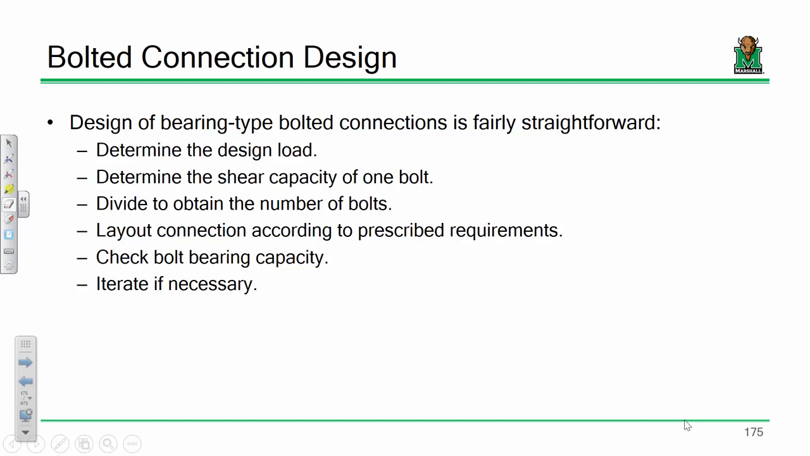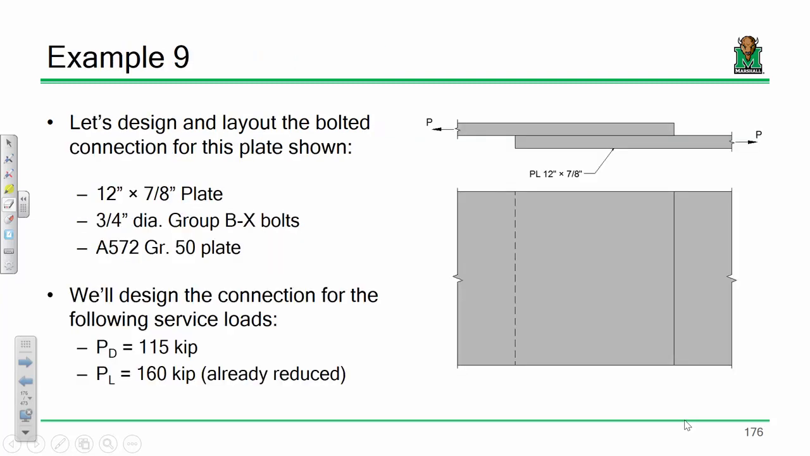So this is the problem that we started to look at. Now, one of the things I mentioned when we were discussing the last example was that if you're in design mode, you can usually design your connection to where you only have to check one case of bolt bearing. This is a perfect example of that.